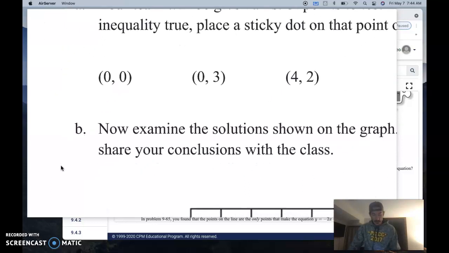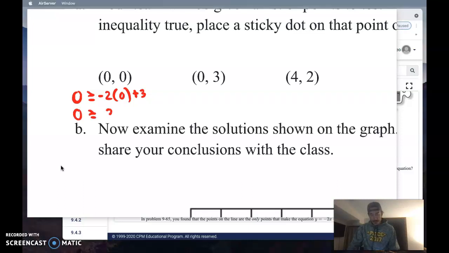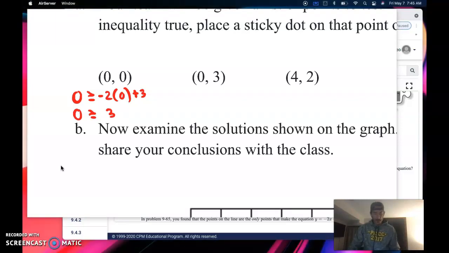So I'm going to start here, and I'm asking the question, is y, 0, greater than or equal to negative 2 times 0 plus 3? Okay, and this works out really pretty nicely. 0 greater than or equal to negative 2 times 0 is 0, and 0 plus 3 is 3. Is 0 greater than or equal to 3? And the answer to that is, no, it's not. Okay, that's false, right? And I'll maybe just make a little note there, false.